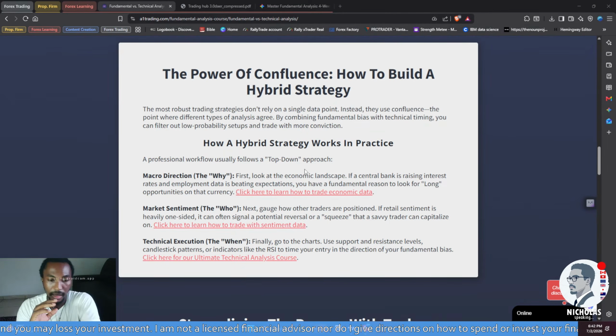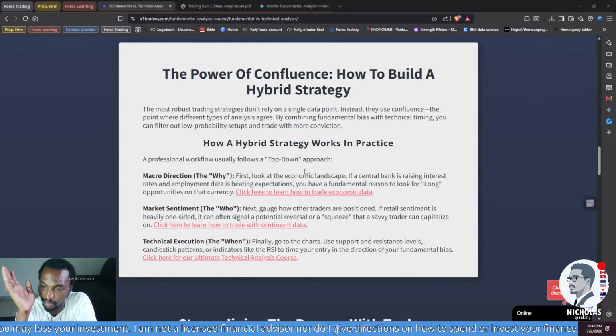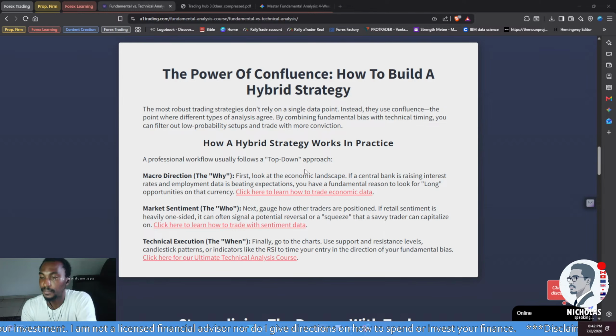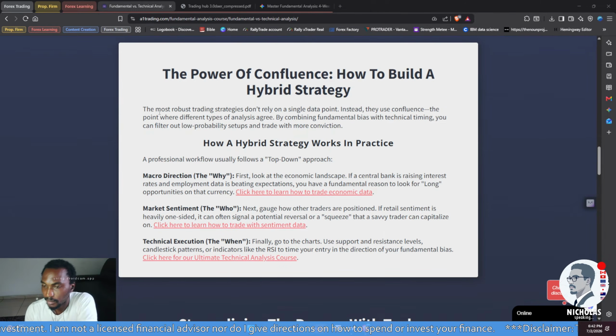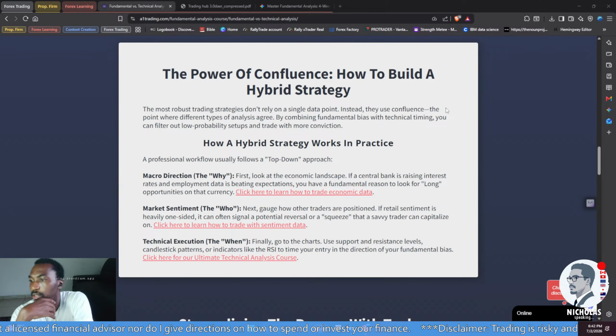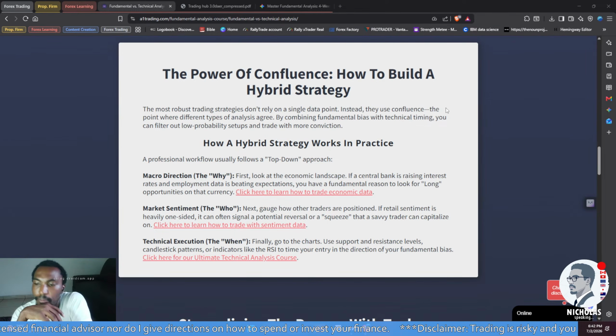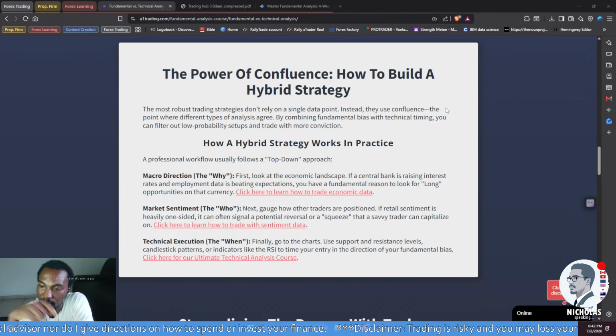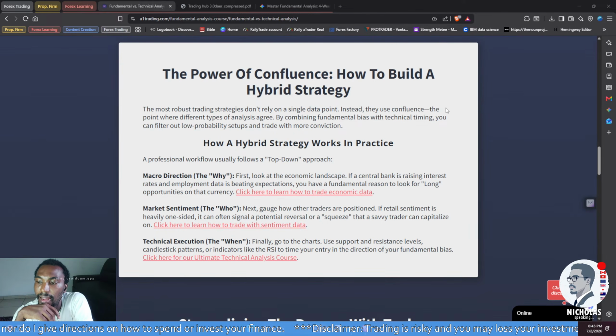Now, we are learning fundamental analysis again. We want to understand fully well what fundamental analysis is, and you cannot do that without learning the basics. So the basics is this. It says the most robust trading strategies do not rely on a single data point. Instead, they use confluence, the points where different types of analysis agree. By combining fundamental bias with technical timing, you can filter out low probability setups and trade with more conviction. And this is so true.